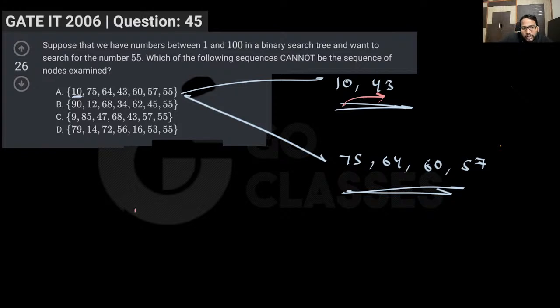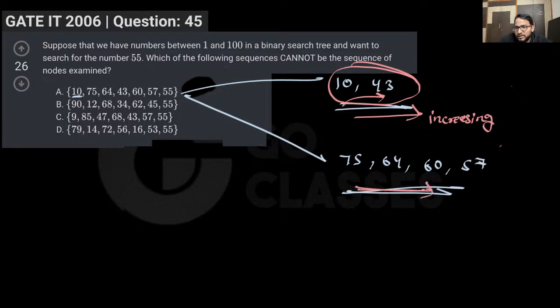Why? Because once you get 43, you will be going to right of it, and then you will never see 10, right? You can never ever see 10. So that's why the lesser than 55 numbers should be in increasing order, and the greater than 55 numbers should be in the decreasing sequence. Why? Because you will go to the left, then you will get lesser only, right? Lesser than 75. And these are already greater than 55.